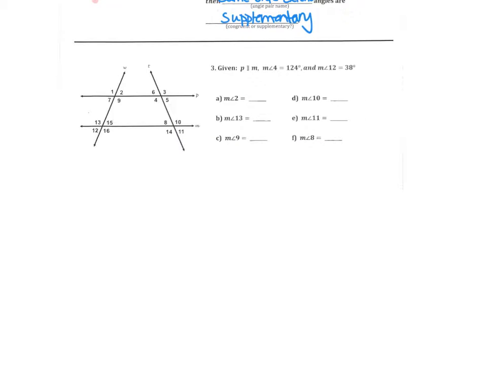For number 3, it's saying that P and M are parallel. They're telling us that angle 4 is 124. And they're telling us that angle 12 is 38. So I'm going to write in all my 124s. And I'm going to write in all my 38s.